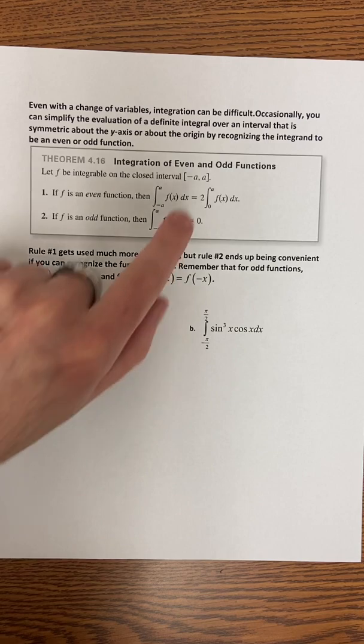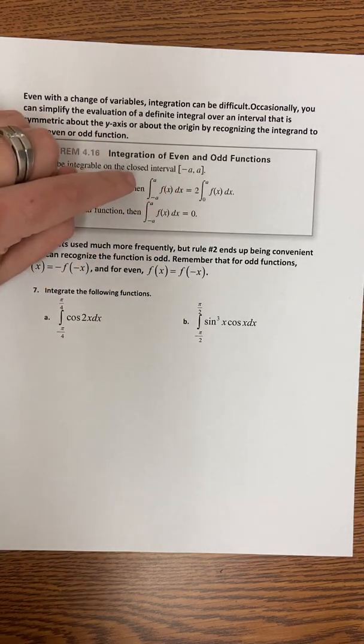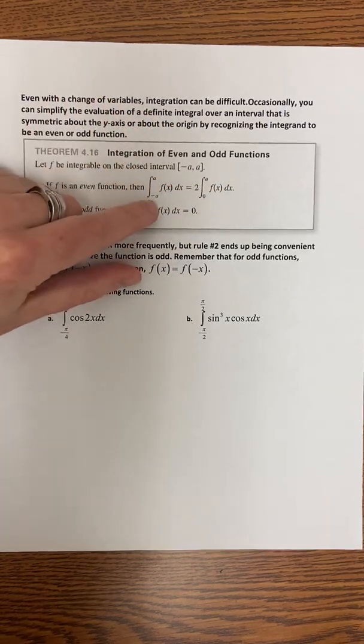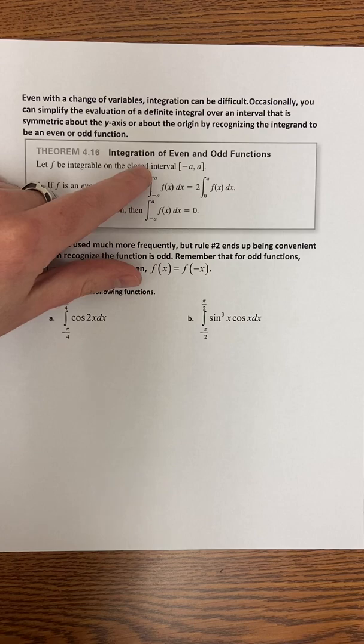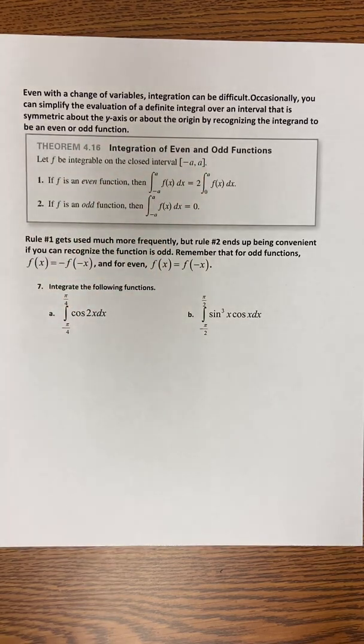That means the area under the curve will be exactly the same on the left and the right side. So instead of going from bounds negative a to a, you can double it and instead go from 0 to a. And that is sometimes helpful because 0 is a lot easier to plug in by comparison.